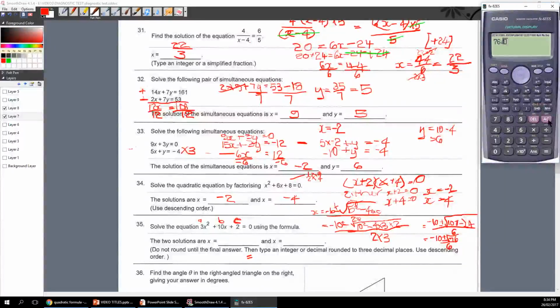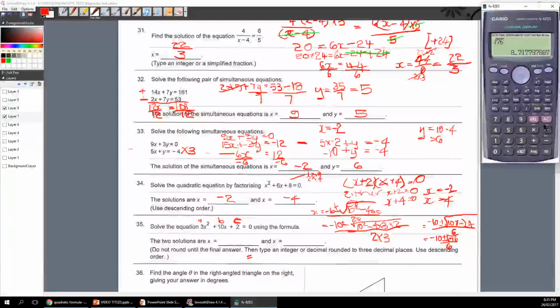Square root. Okay, so we've got to push the button first. Square root 76 equals. It's been a bit of a while since I've used the calculator. Square root 76, all clear. Sorry, square root 76 equals, and I think I pushed that button there, 8.71.